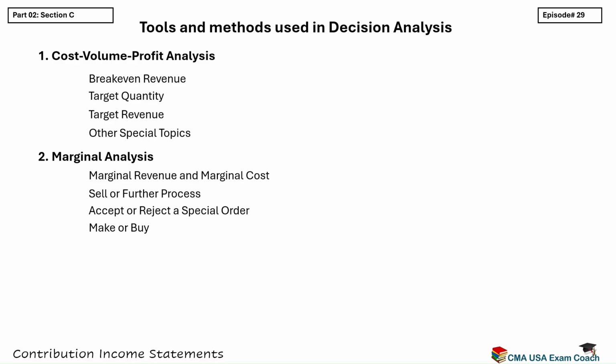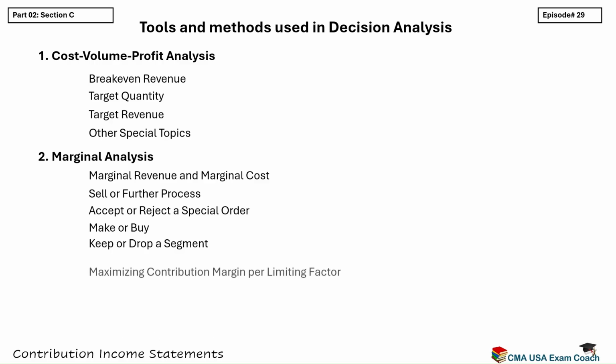5. Keep or drop a segment. If one part of the business is underperforming, like a product line or a branch, should it be discontinued? Marginal analysis helps us see whether that segment still contributes anything to covering fixed costs or overall profit. If dropping it reduces total profit, then keeping it may still be the better choice.